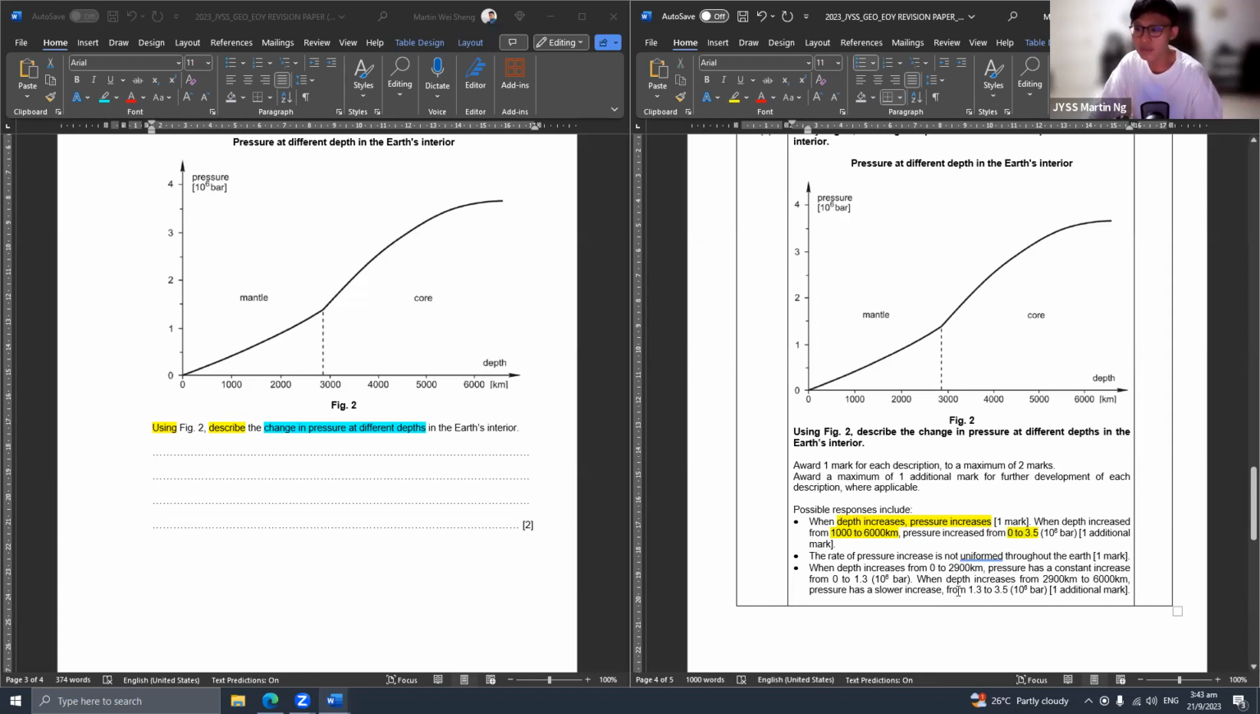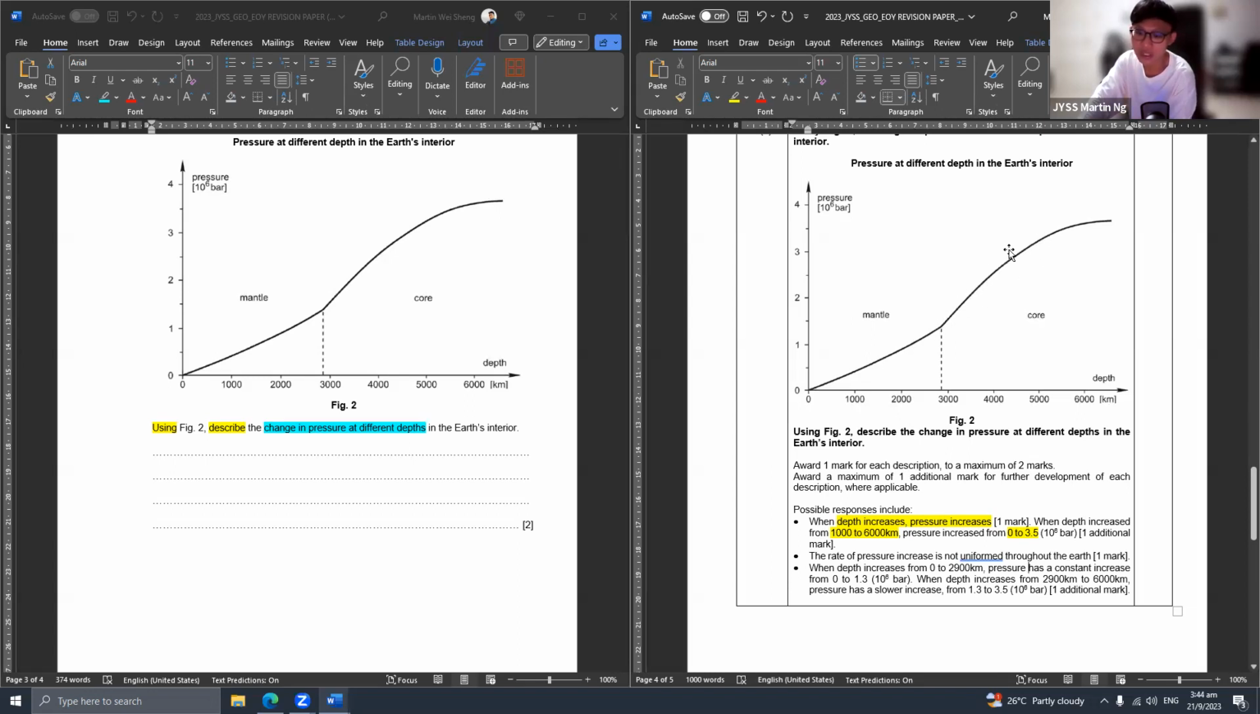Okay, so another observation that can be made is on the rate of pressure change. If you look at the gradient of the graph, you will notice that from 0 to about 2,800 kilometers, the graph is rather gentle, or rather I would say that it is not too steep. After that, when it goes into the core, the line becomes steeper, right?